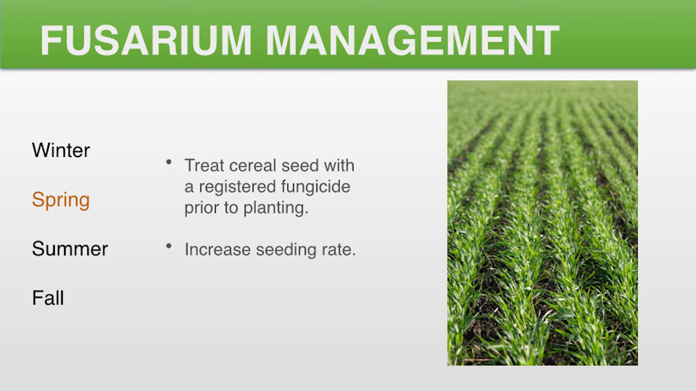Increasing seeding rates promote a uniform stand and reduce the amount of tillering. As a result, there's a shorter flowering window for the crop. This is important in situations where you may need to apply a fungicide or when you want to minimize the period of time that your crop is at risk.